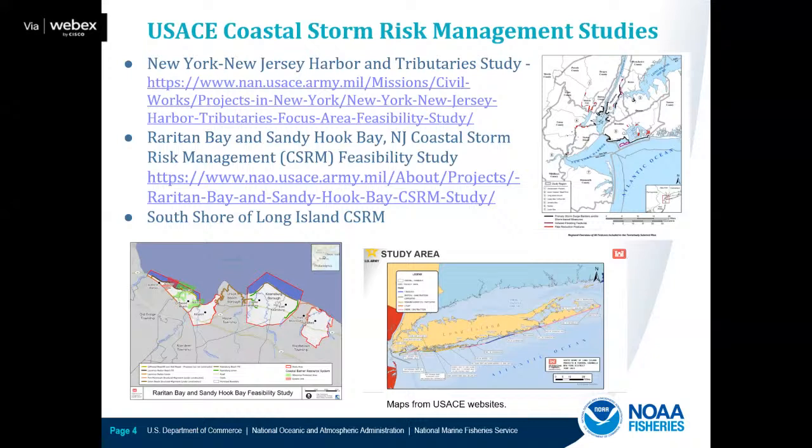The newest project that has been proposed from the New York District is the Atlantic Coast of New York South Shore of Long Island Coastal Storm Risk Management Feasibility Study. This one is funded by the Disaster Relief Supplemental Appropriations of 2022. The New York Department of Environmental Conservation is the non-federal sponsor, and the study area extends from Coney Island to Montauk Point, including the barrier islands and back bays. This one overlaps with a number of existing studies, such as the Nassau County Back Bay study and the Fire Island to Montauk Point study.